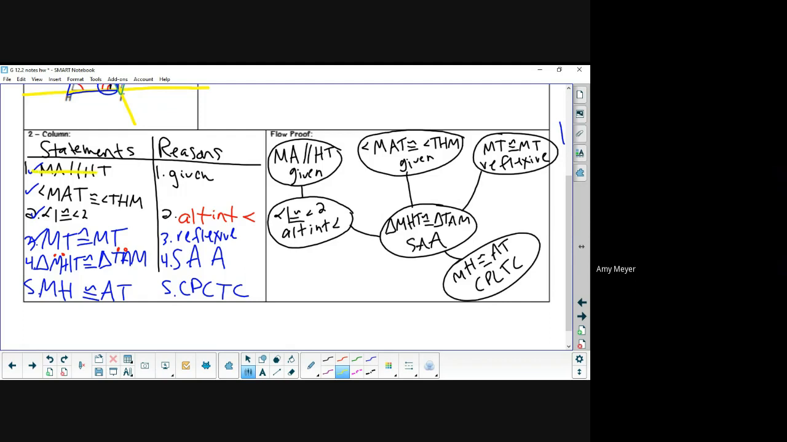So I've talked about all of this. I've talked about that. I've just done that part. Now I'm going to make a sentence out of statement 3. You can start again on left or right. It doesn't matter. It might say MT is congruent to MT because they're reflexive.